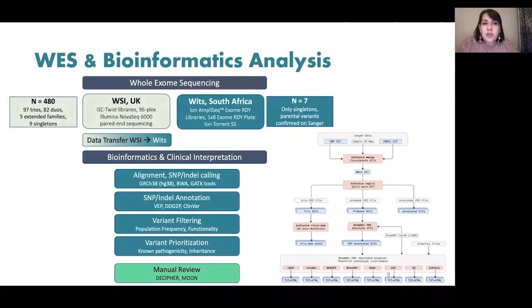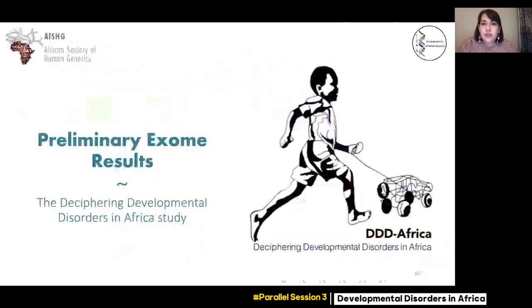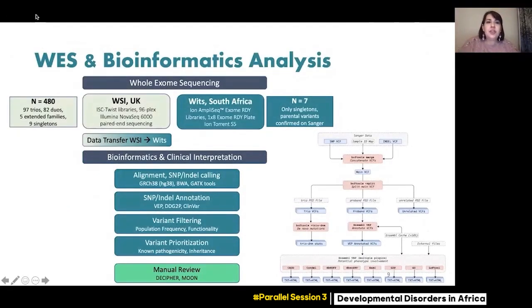So following a preliminary quality control step, all data that is generated in the UK are transferred to the WITS high performance cluster and are then further shared with the DRC team. We have set up an automated bioinformatics pipeline locally aligned to international standard practices, which is followed by a manual clinical interpretation process. The pipeline has been implemented in Nextflow and documented on GitHub.